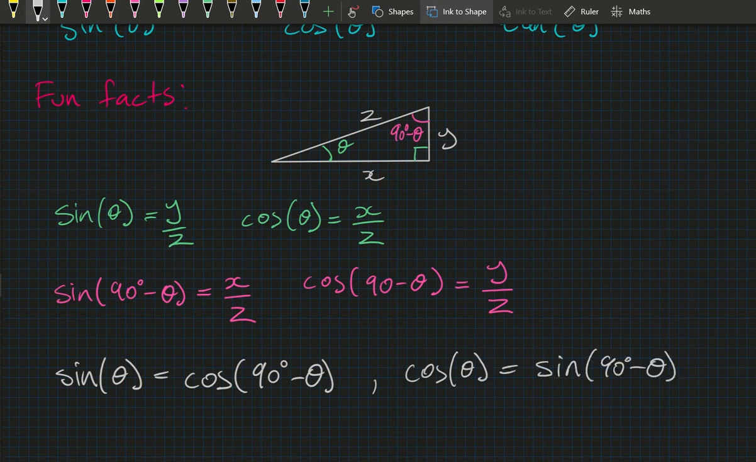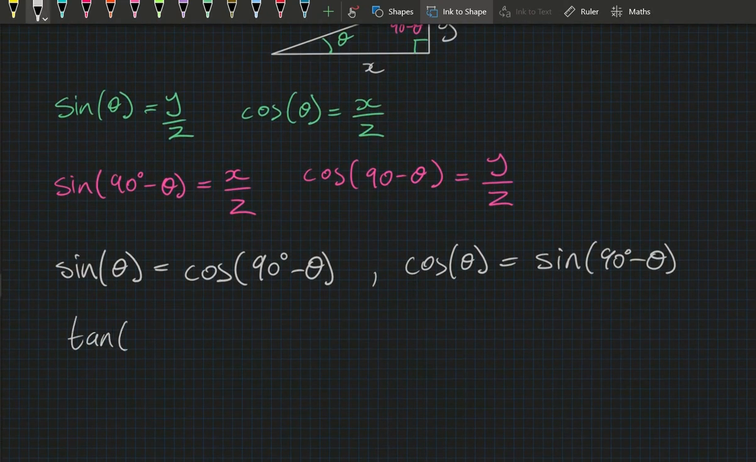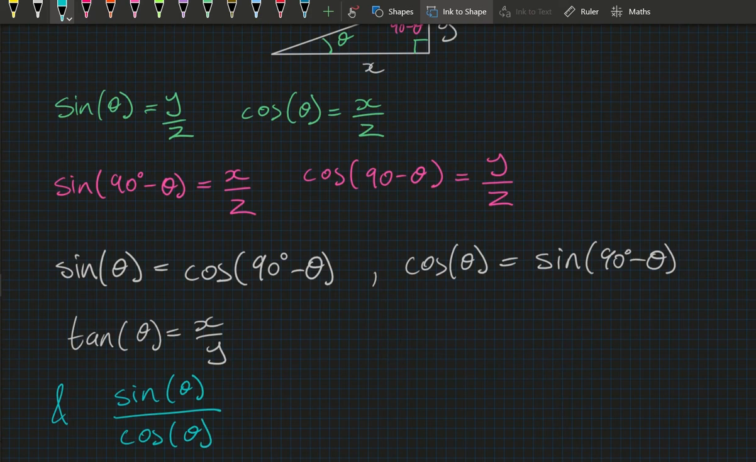So there's that strong relationship there. Now it's also worth pointing out that tan of theta is going to equal opposite over adjacent, i.e. x over y. And if we now consider sine of theta divided by cos of theta, looking at the values of cos and sine of theta, that means we've got y on z divided by x on z. And simplifying that, that actually equals y on x.